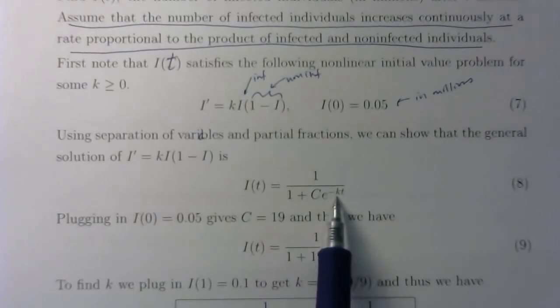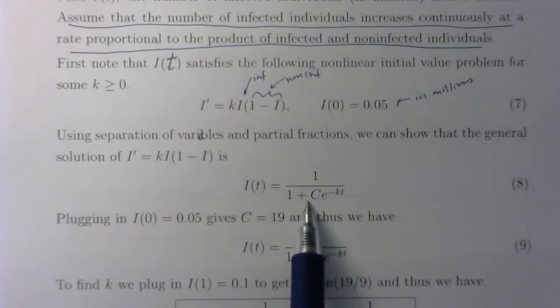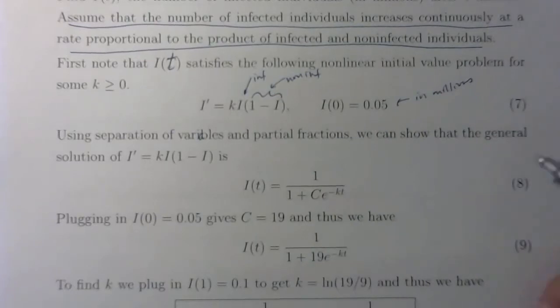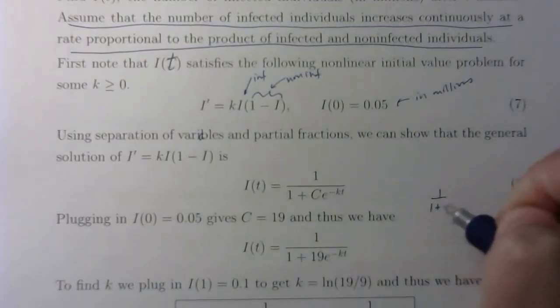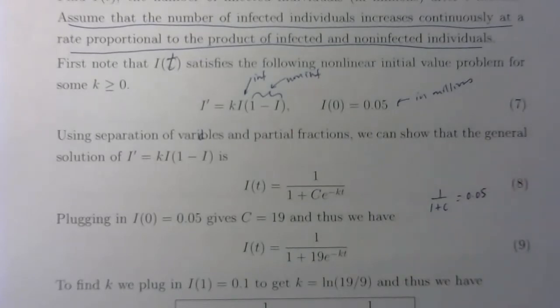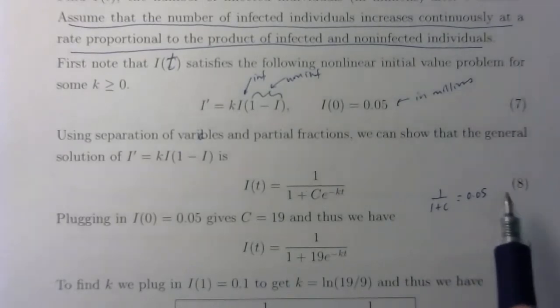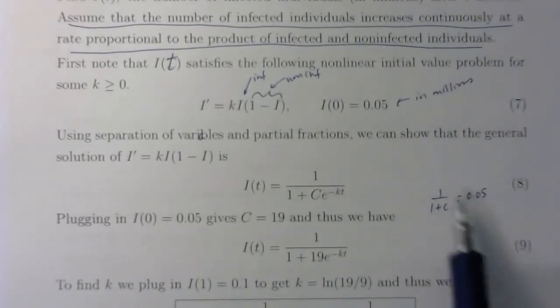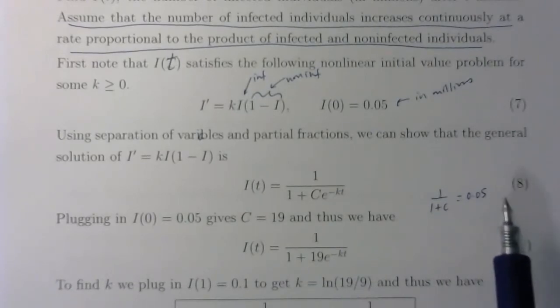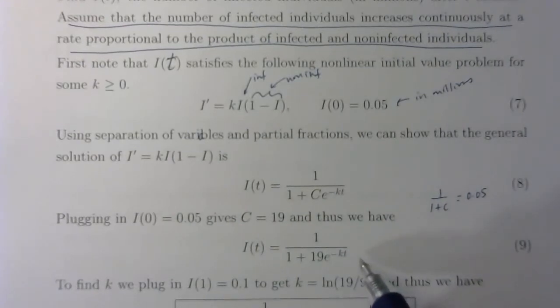It depends on the proportionality constant K and the integration constant C. If I want to plug in my initial condition, when I plug in 0 here, I get 1 over 1 plus c is equal to 0.05. So if I divide both sides by 0.05, multiply by 1 plus c, and then do 1 minus 1 over this guy, which is 20, or sorry, that minus 1, 20 minus 1, I get that c is 19. So the equation that describes the number of infected individuals at time t is this one here.